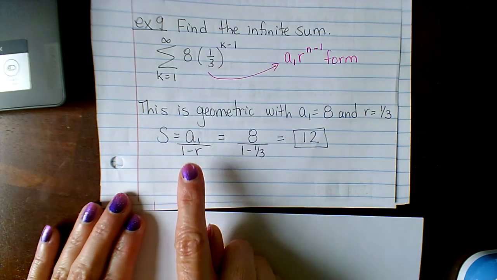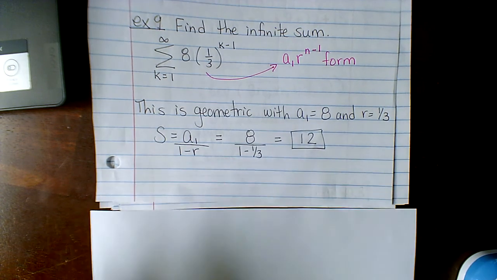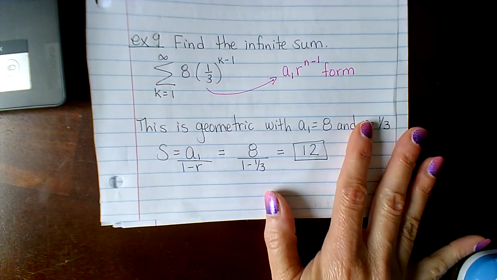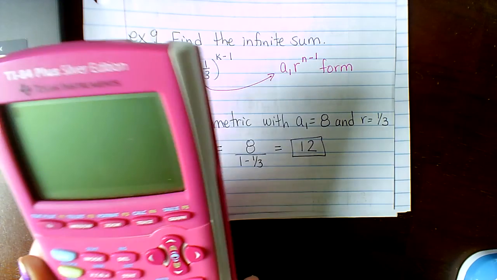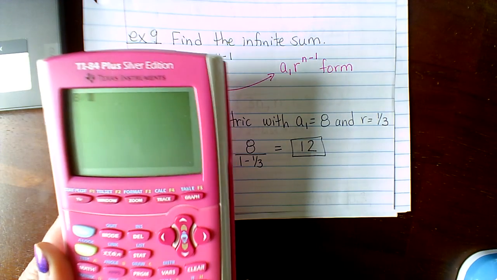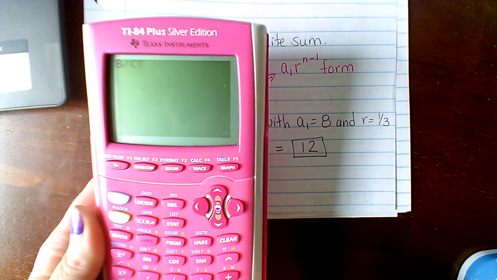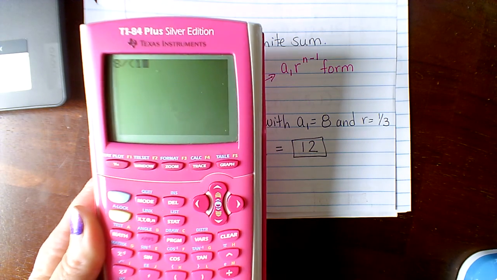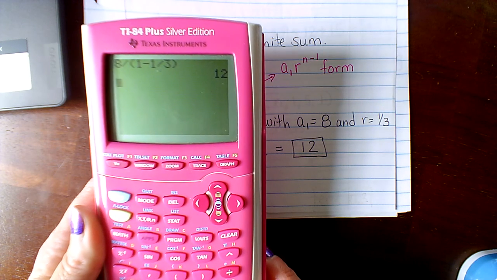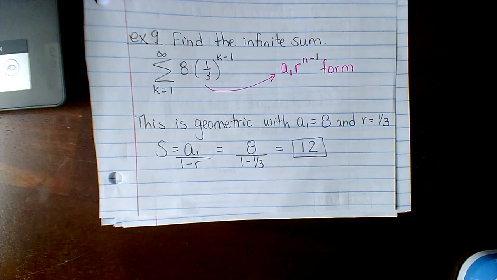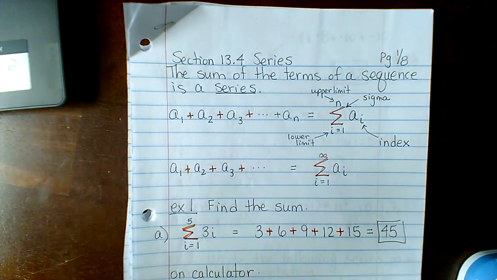So plug and chug into our infinite geometric series formula, and we get 8 over 1 minus 1/3, which is 12. Just in case you don't know where I'm getting that from, let me do that on the calculator real quick. That's going to be 8 divided by 1 minus 1/3. Let's put that in parentheses to tell the calculator that the whole thing is the denominator. So 1 minus 1/3, and we get 12. All right, so that finishes us up for section 13.4.